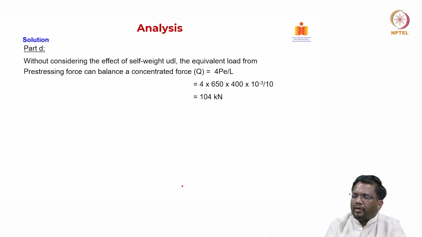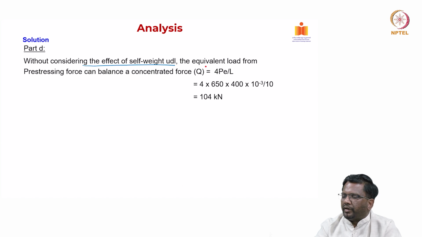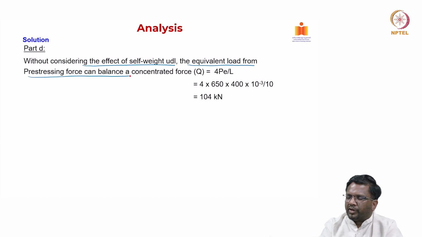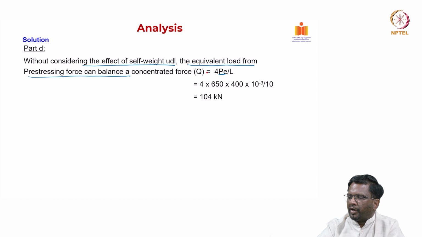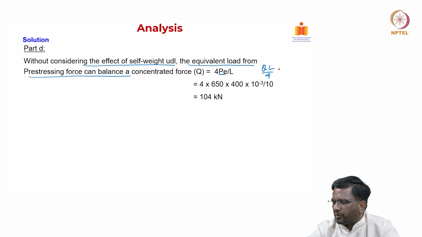Now, let us look at part D. Without considering the effect of self weight, find the equivalent load from pre-stressing force that can balance the concentrated force Q. That means I want to eliminate the effect of this Q, which is 100 kilonewton. The moment here is PE due to pre-stress. So, QL by 4 should be equal to P into E, the moment from the pre-stressing. That means the Q that it can balance is going to be 4 into PE by L.